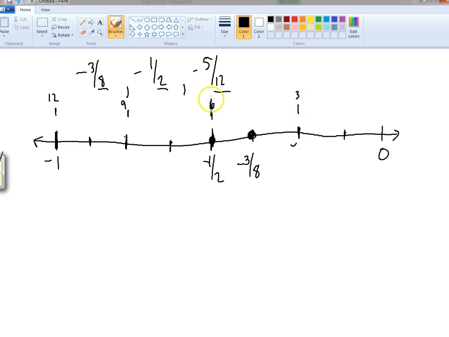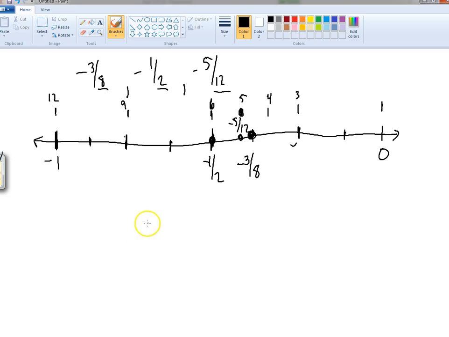So this is negative 3, this is negative 6, negative 9, negative 12. This is 0. To go along 5, between 3 and 6, there's actually 4 and 5. So we need to space this out somewhat evenly. Something like that. So 4 would be right here, 5 would be right here. And that is where negative 5/12 would be.